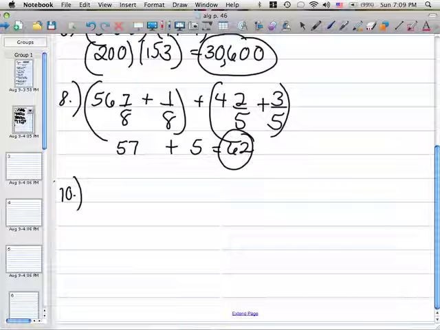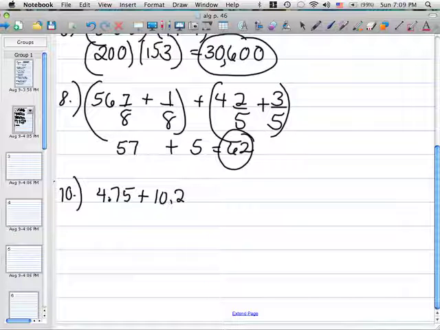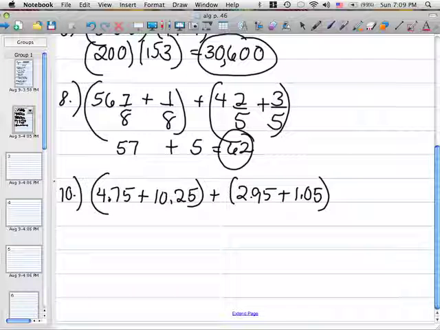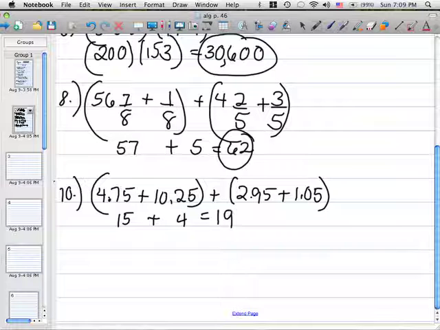Problem number 10. You have decimals, find the ones that'll add up to a whole amount. So 4.75, I need a 25.25, so that would be the 10.25. Put those together. And then the 2.95 plus the 1.05 would give me a whole number. So adding these together, the 75 and the 25 make 1, so that gives me 15. And the 2.95 and the 1.05, the 5 and 95 make 1, add it to the 2 and the 1 makes 4. So that gives us 19.